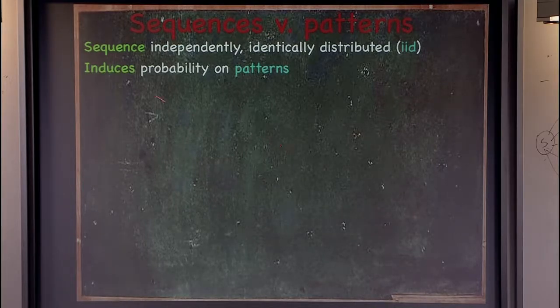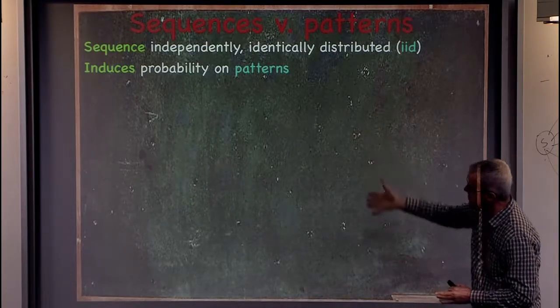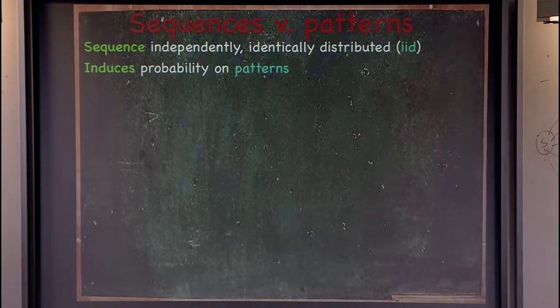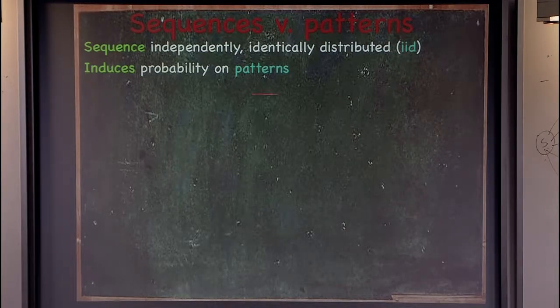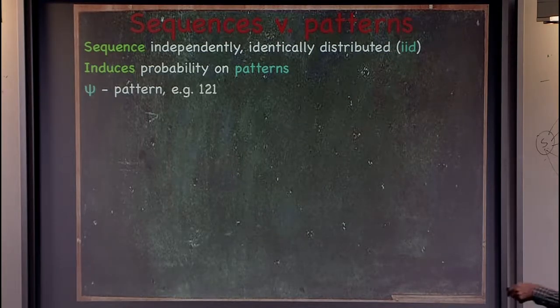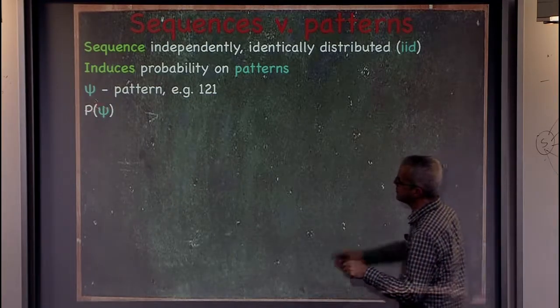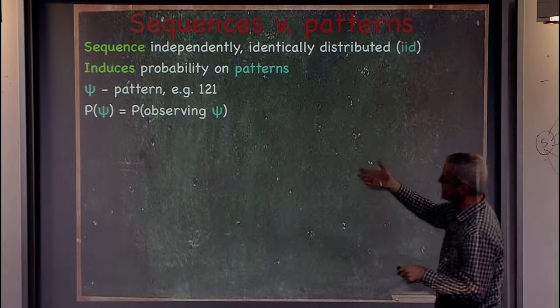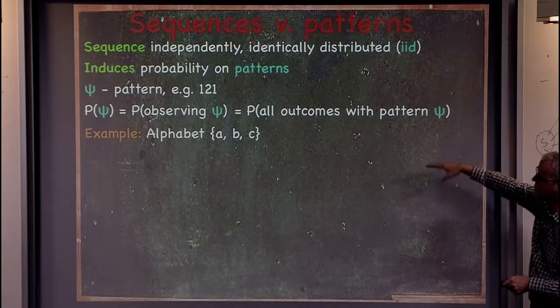Okay, so I just want to, because in order to explain what we do and the results we get, I need to show you how to do it. As always, we assume the sequence is independent, identically distributed, always, and it will induce a probability on the pattern. So if we denote the pattern, for example, 1 2 1, then the probability of this pattern is the probability of observing this pattern. It's the probability of all outcomes with this pattern. Okay? So we'll do as an example.